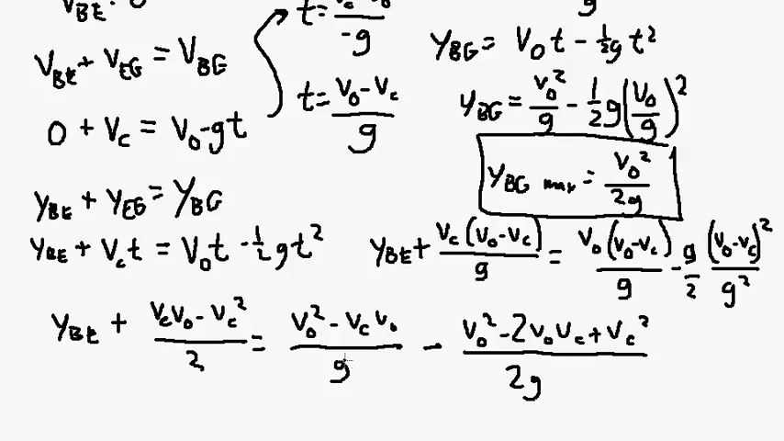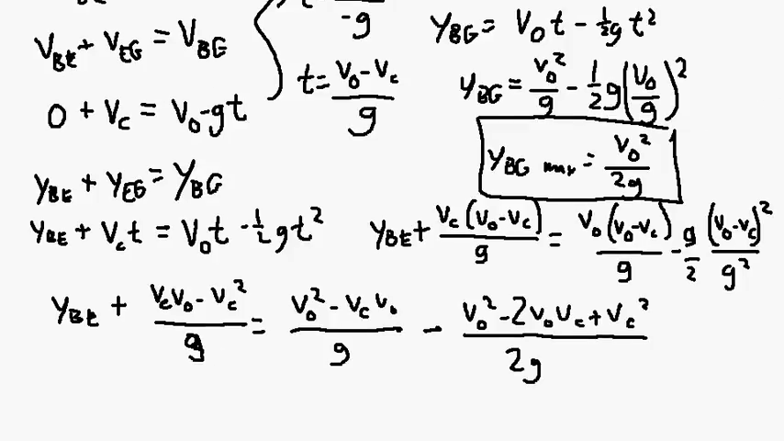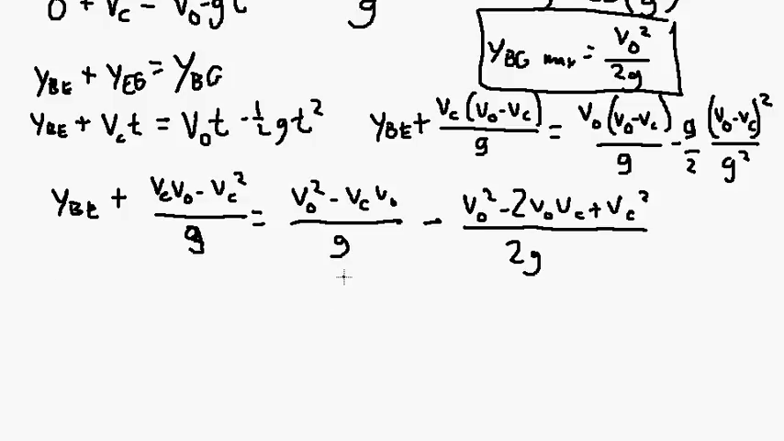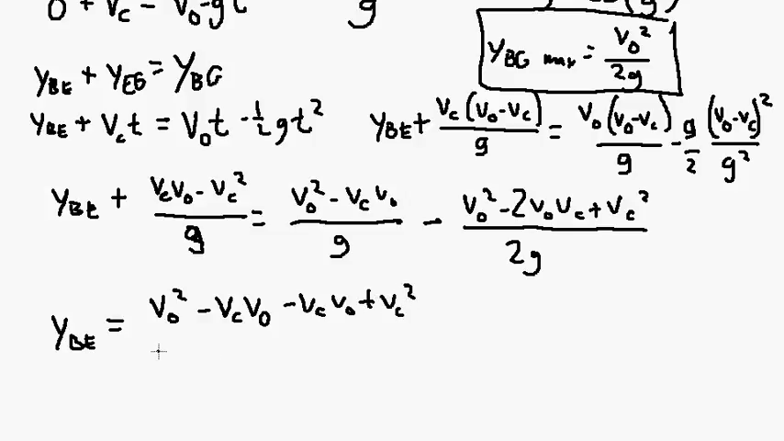Now let's see, this was a g, not a 2. I don't know where that came from. So my god, this is ugly. All right, let's just go ahead and gather all this up. y_be, which is what we want to find, is v_0 squared minus v_c v_0, and then we're going to bring this over, also minus v_c v_0 plus v_c squared.